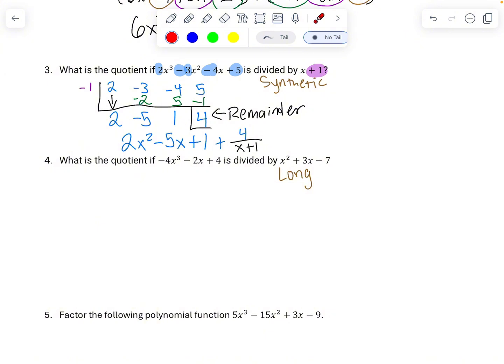Now let's talk about long division. As I said earlier, long division is long. Sorry, it's just the nature of the beast.